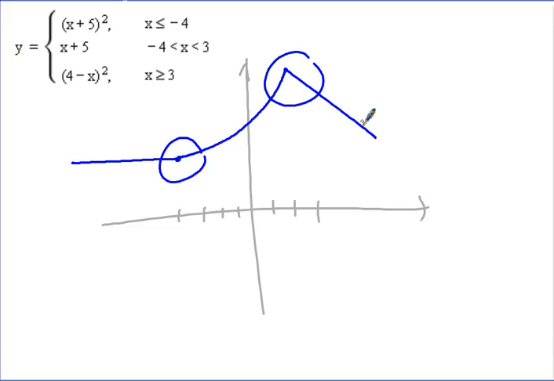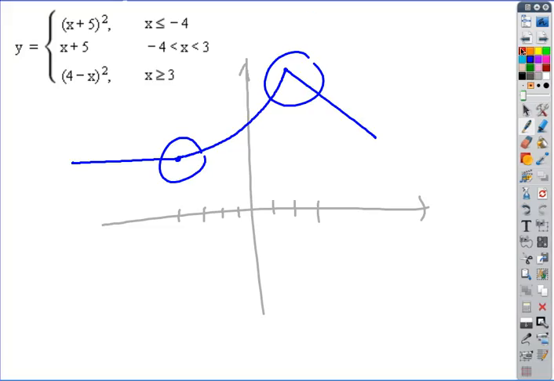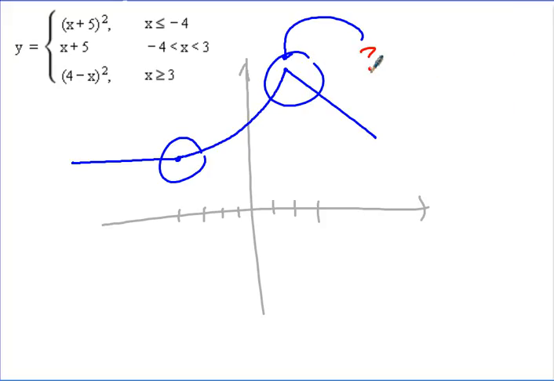Because then at this one point right here, he doesn't know what's going on. He can't define a slope there. Is it the slope that he inherits when he walks from the left, or the slope he inherits when he walks from the right?